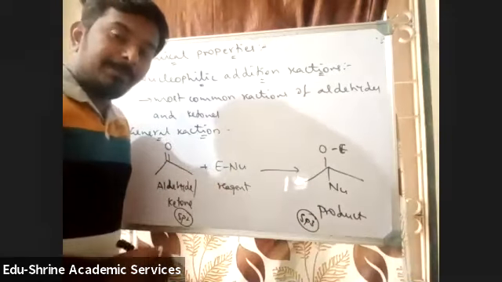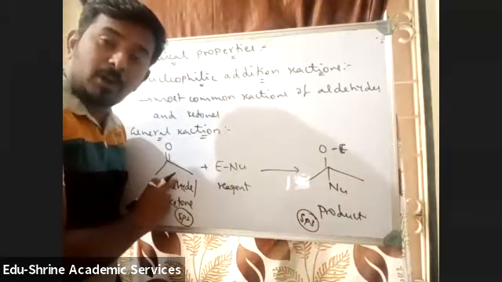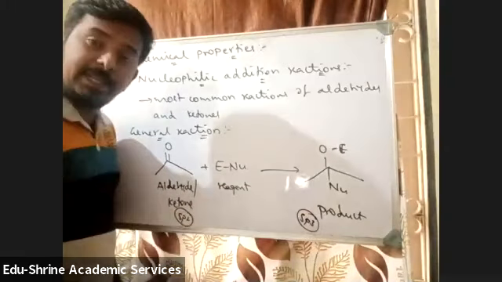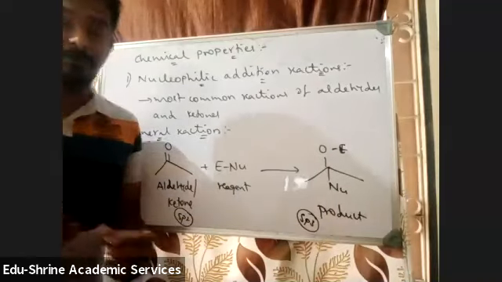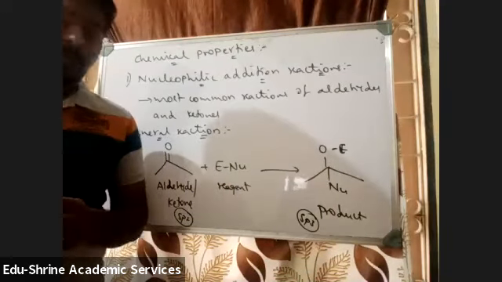So you can see before the reaction, this is a planar compound. After the reaction, you get a tetrahedral compound which is non-planar. Okay, so write down. I'll give you the mechanism.